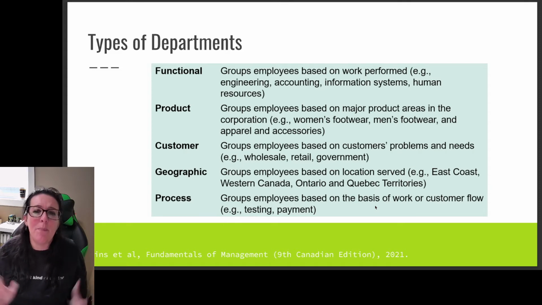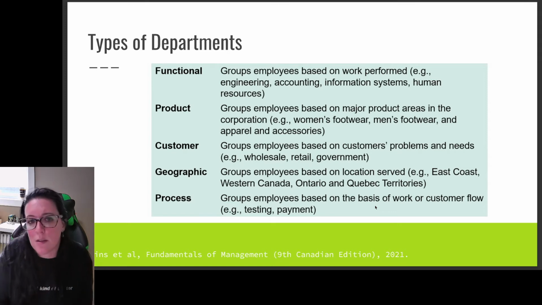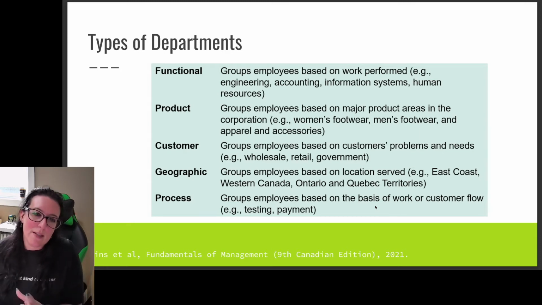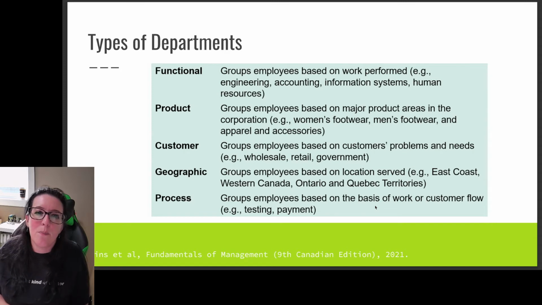We can group people based on the customers they deal with. So perhaps we have a company like a car dealership and we sell trucks to businesses. We sell trucks to individuals. And so we might group our sales force, those who are selling directly to households versus those who are selling to businesses. So we can put our departments together based on who the customer is. Wholesale, retail, government, and so on. We're seeing more and more departments based on customer.